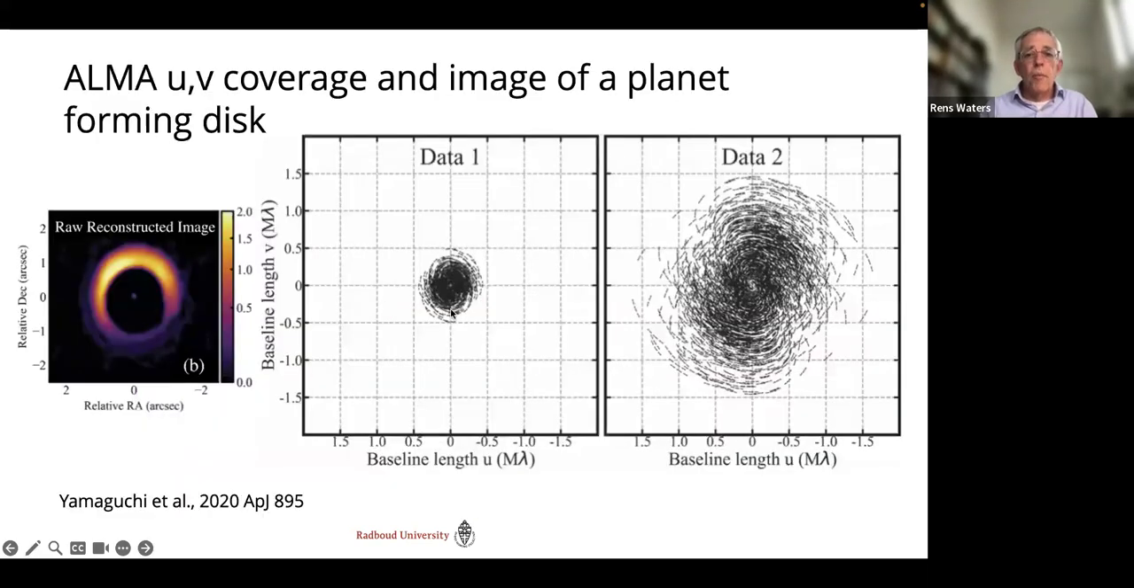And this is just an example of the UV coverage. The one I showed you earlier was for the VLT interferometer, and this is what you can get for ALMA. You can see there's an enormous, dense UV coverage, and then you can reconstruct extremely sharp images where you can see a lot of detail in the spatial distribution of the intensity of the object.